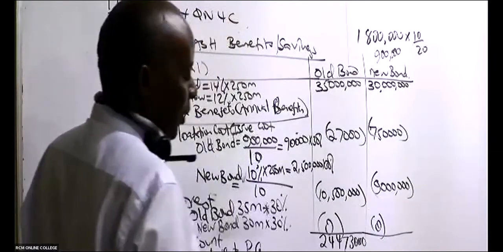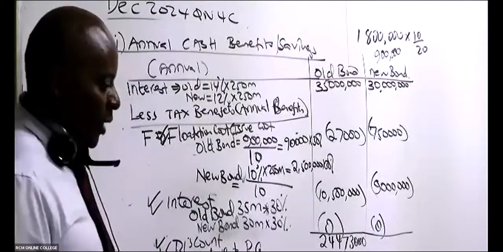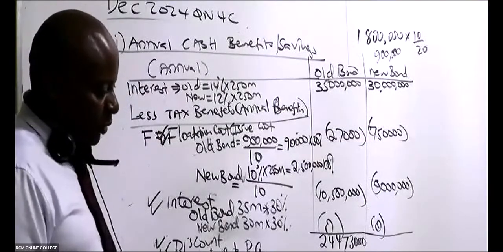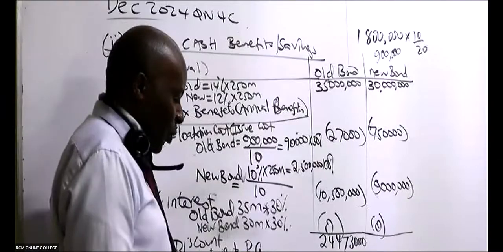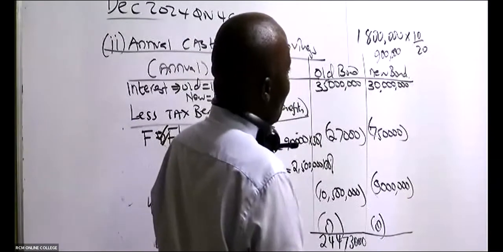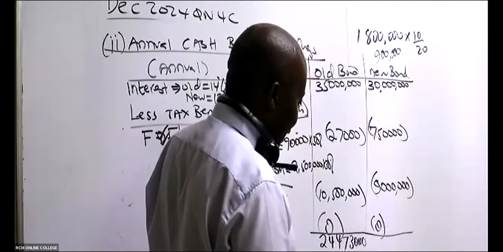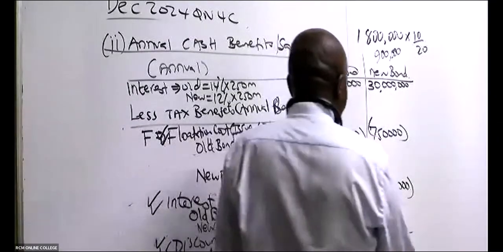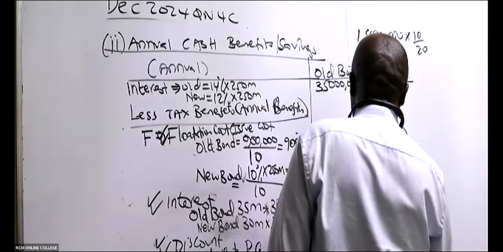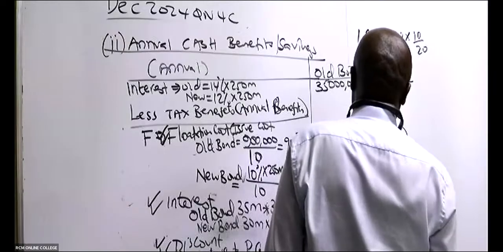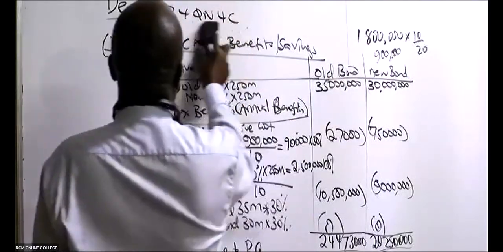The online guys are not giving me numbers, and I'm looking to you as well to give me these numbers. The net interest is 24.5 million. Thank you so much. How about net interest for the new bond? 20.25 million. So are you seeing that with the new bond we are saving? Please give me the savings for the new bond.